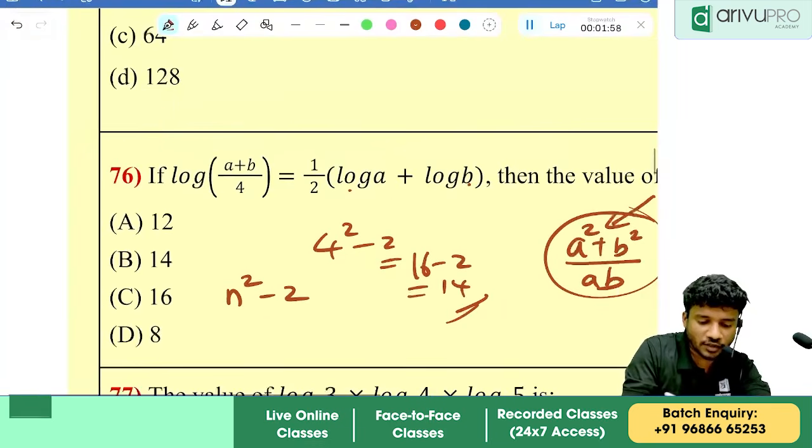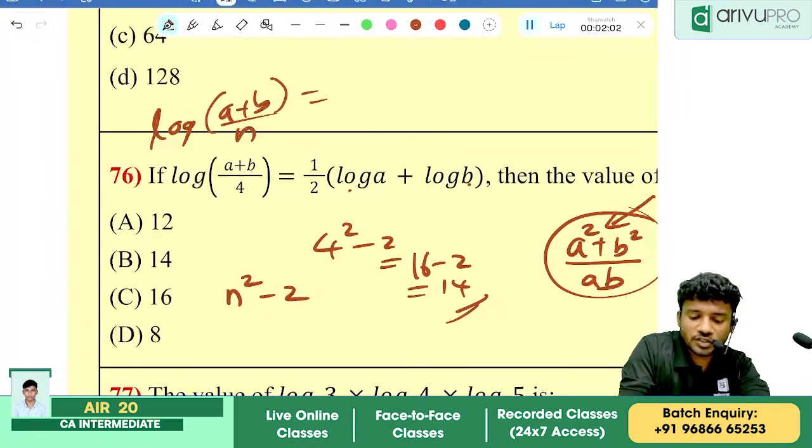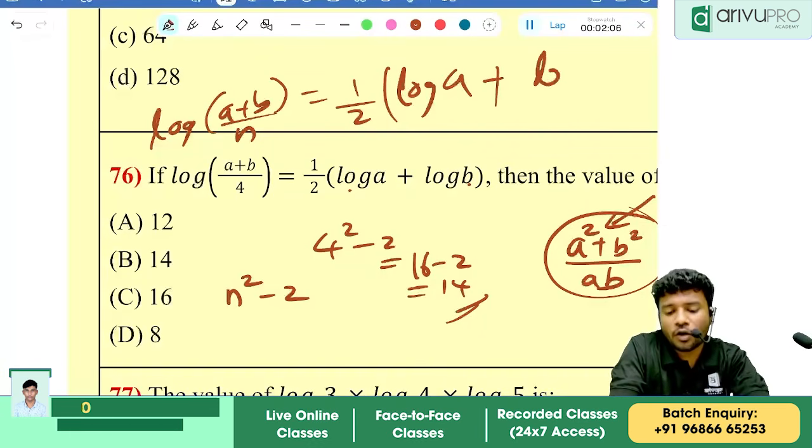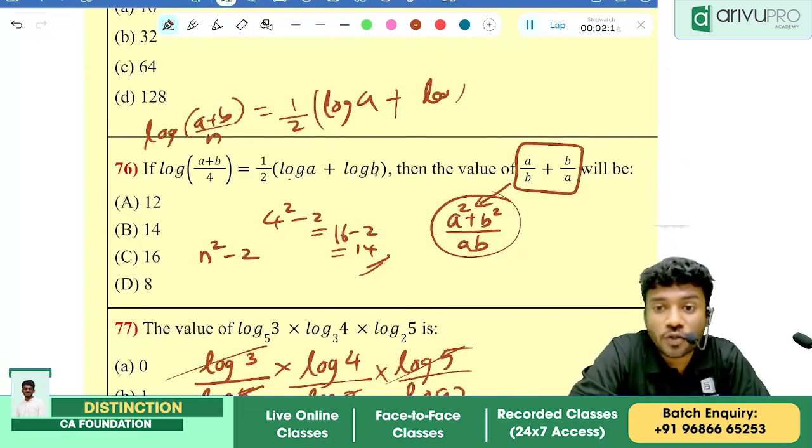So one more thing is important. Whenever the question is given, log of A plus B divided by n, which is equal to 1 by 2 into log of A plus log of B, we will take it as n square minus 2. How many seconds? 5 seconds, you will get the answer.